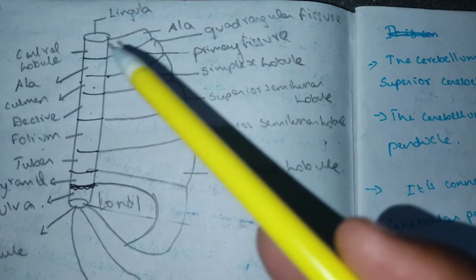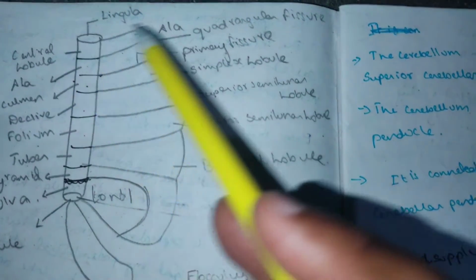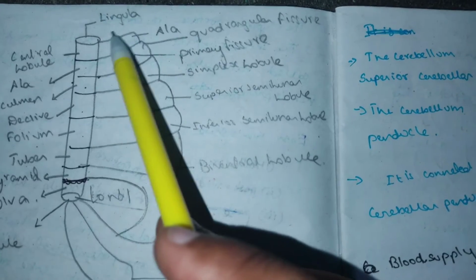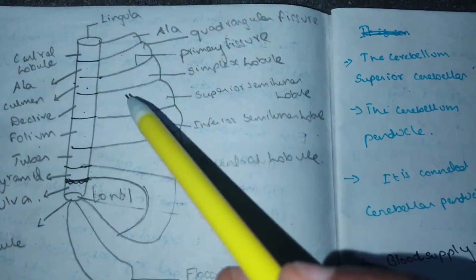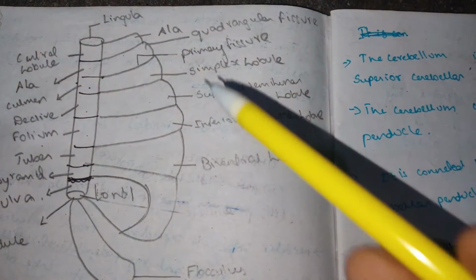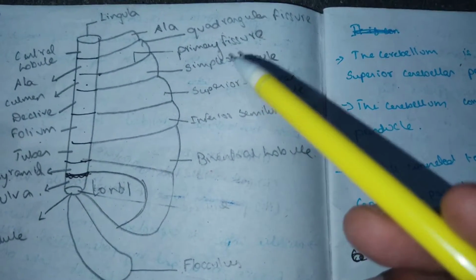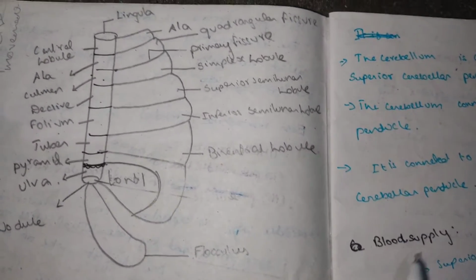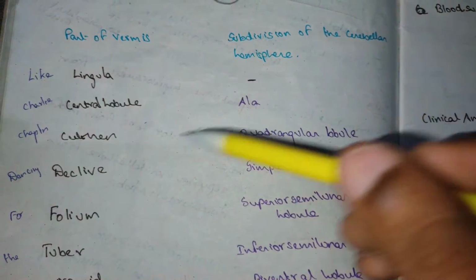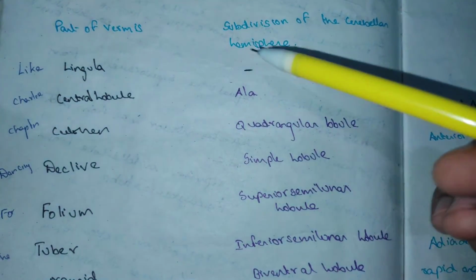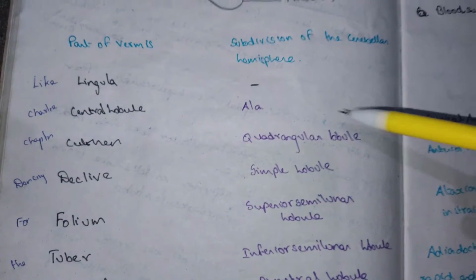According to the vermis parts, the cerebellar hemisphere parts are here. The central lobule corresponds to the ala, the lingula has no hemispheric part, and the culmen corresponds to the quadrangular lobule. This is the image showing the parts of the vermis and the subdivisions of the cerebellar hemisphere: lingula, which has no part, central lobule, ala, culmen, quadrangular lobule.